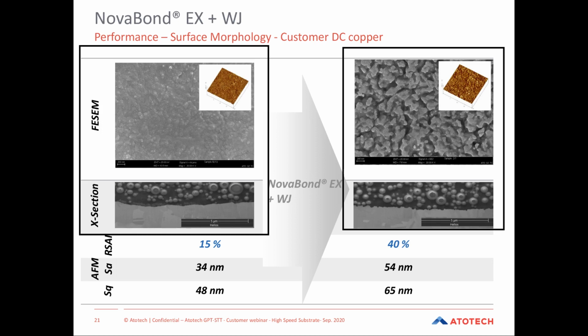But if you take a look at the SAI, you can see how significantly it increases, from 15% to 40% for Novabond EX plus WJ. So the secret here is to keep the roughness as low as possible, but we need to increase the surface area in order to give better mechanical anchoring afterwards with lamination materials: nano roughening.